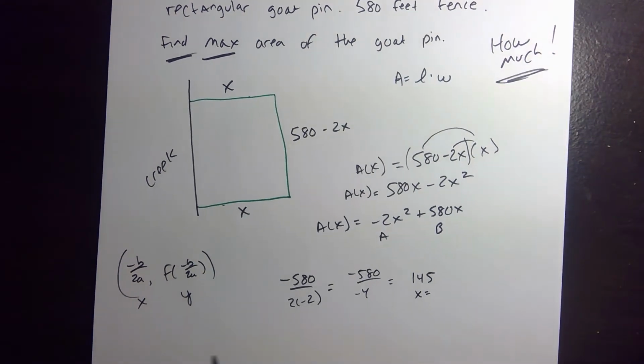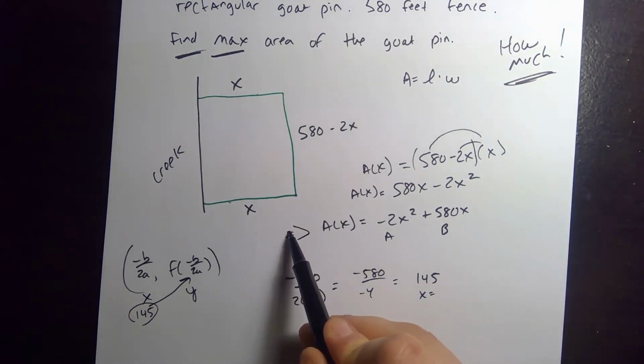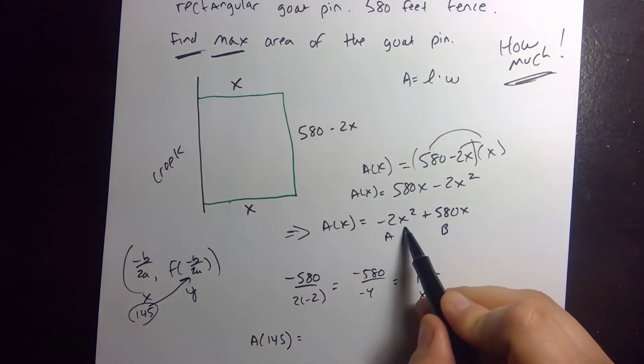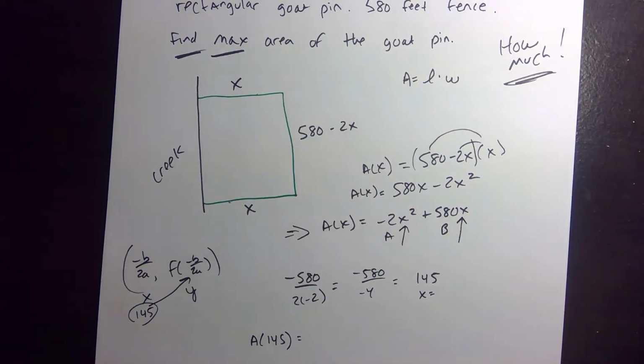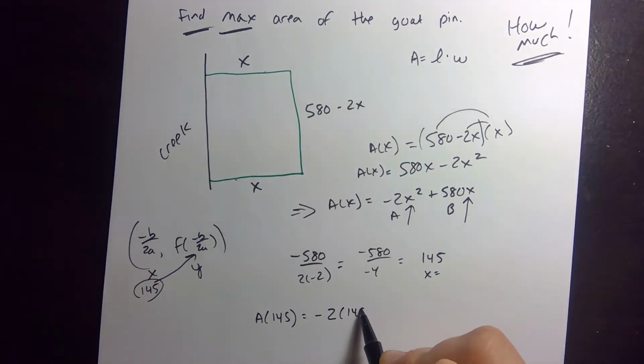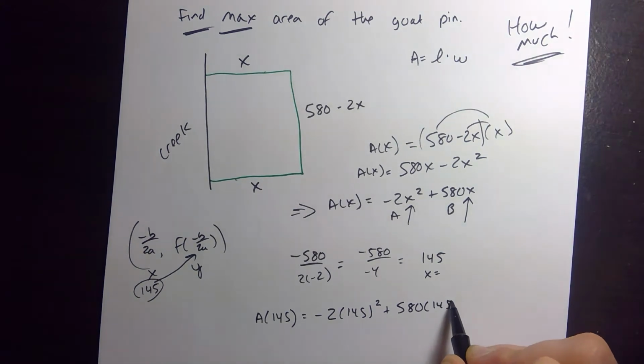And so then I'm going to take the fact that x is 145, so 145 is going to come over here. I'm going to put that inside my function. The function that I started with, A of x, I'm going to find A of 145. Everywhere in my original function that I've written an x, I'm going to replace it with 145. So I have negative 2 times 145 squared plus 580 times 145.